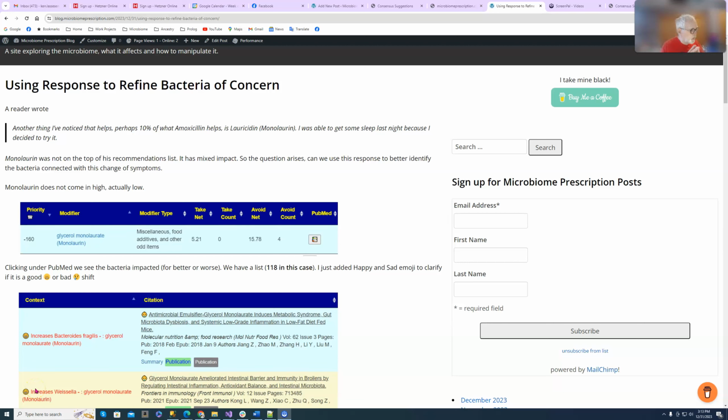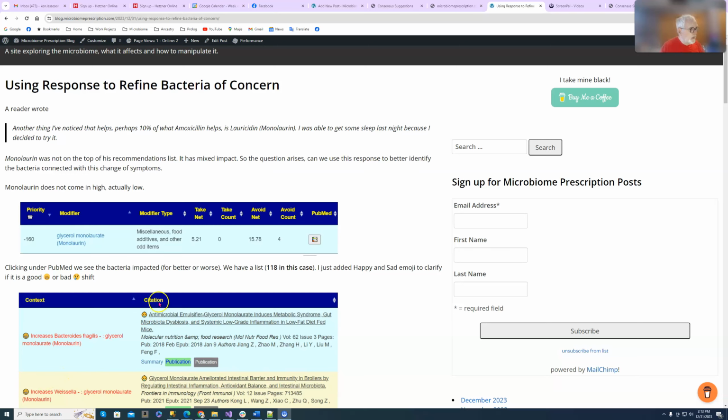I wrote a microbiome prescription website. And today I'm going to do a walkthrough of a recent post. It came out of a reader asking me a question or noticing something, which of course gets my mind thinking. Basically, he tried using monolaurin and found that it causes some improvement, such as a particular antibiotic, which caused a major improvement. Basically, the main characteristic he cites was sleep.